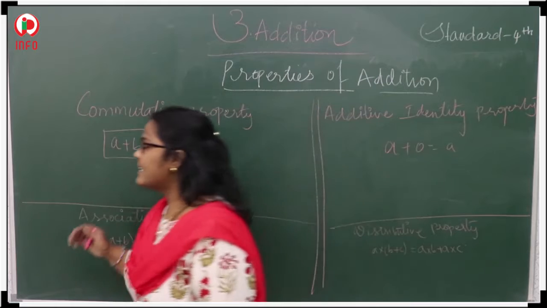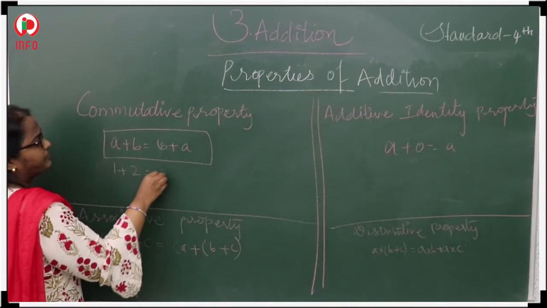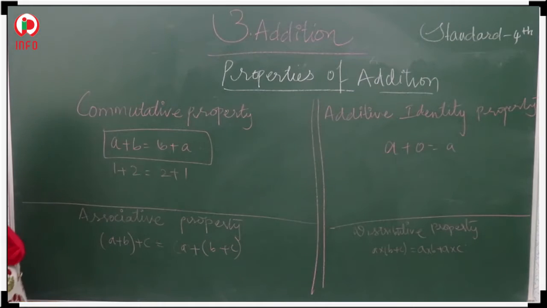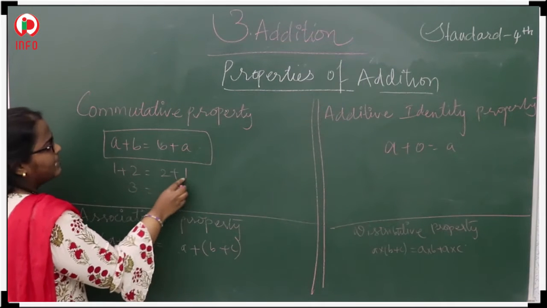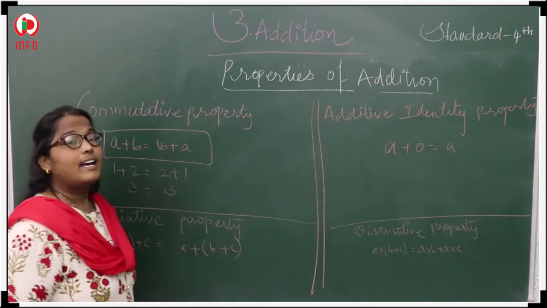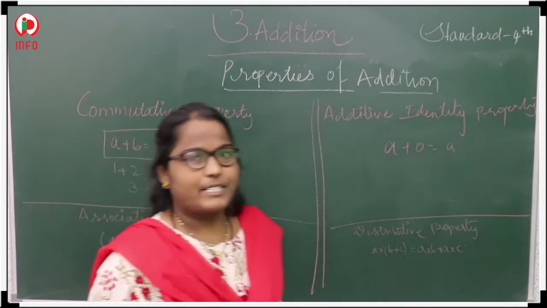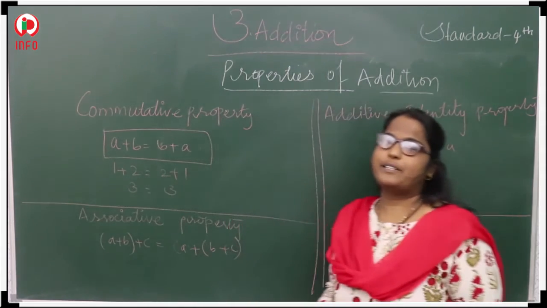I'll go with the example, children. Take A equals 1, B equals 2. So 1 plus 2 is 3, 2 plus 1 is 3. Both are equal. So this is called the commutative property. The next one we call the associative property.